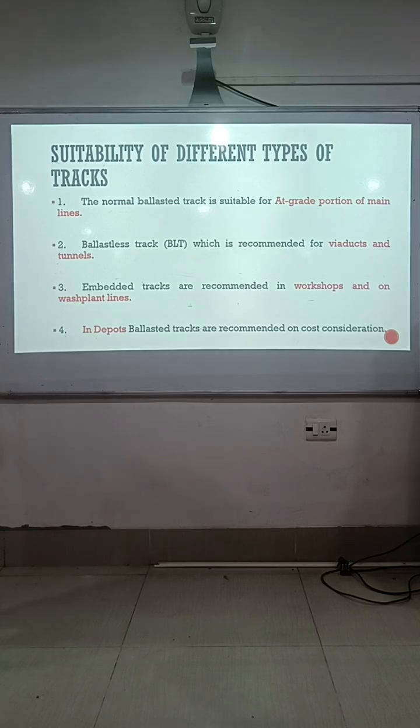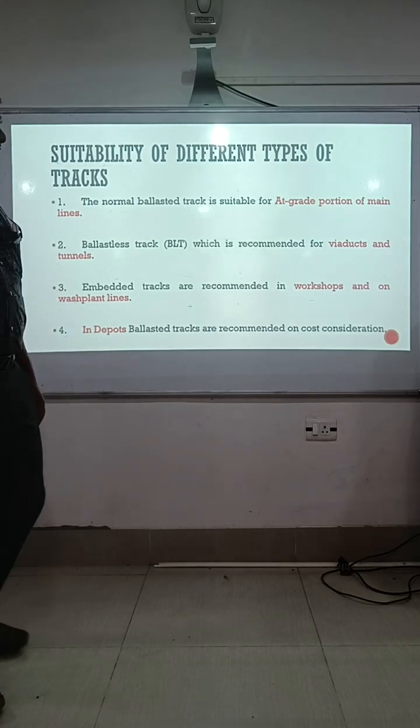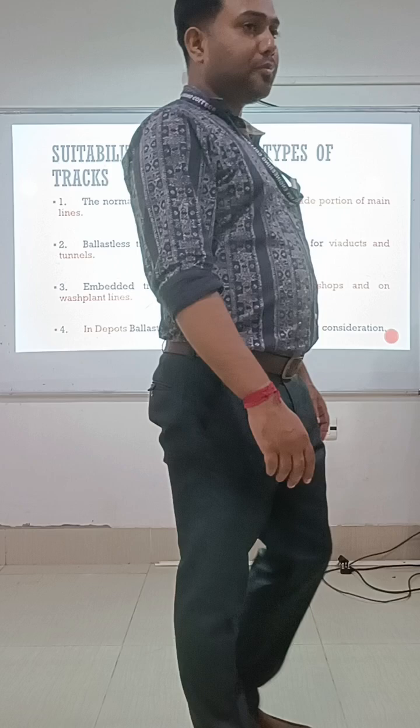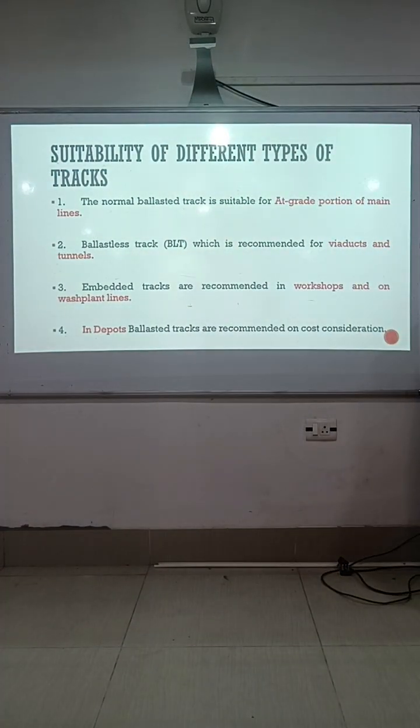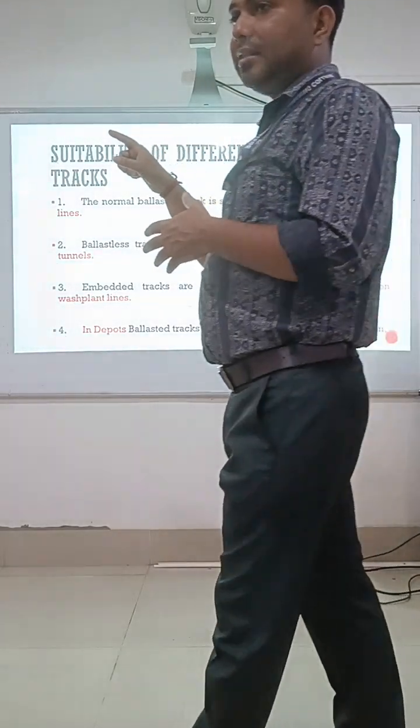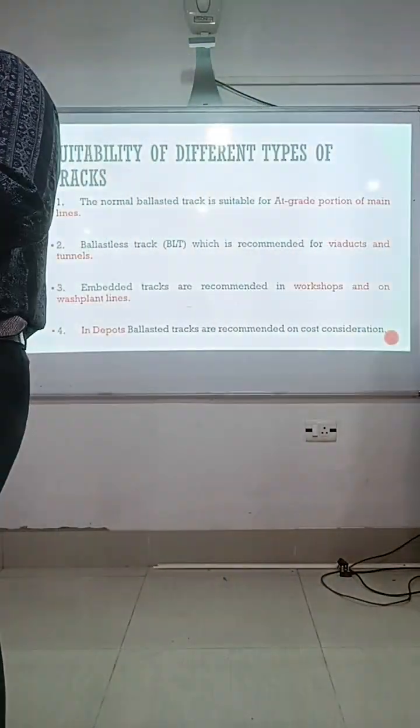And I have already told you that embedded tracks are recommended for workshops, repair sections, or wash plants. That means for washing the coaches and repairing the coaches or the parts. In that case, the total bogies will be taken through the embedded tracks. Okay.